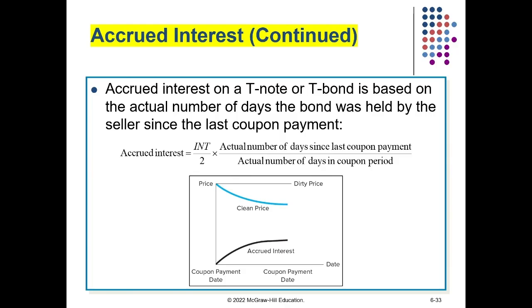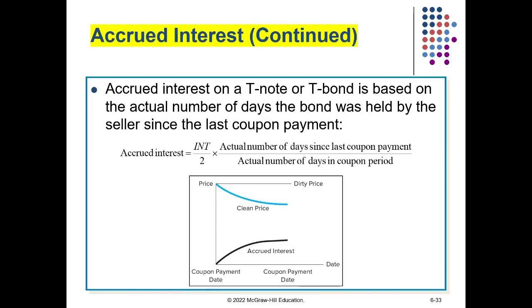So accrued interest on the treasury note or the treasury bond is based on the actual number of days the bond was held by the seller since the last coupon payment. Yeah, so it's basically just you deserve the proportion that you have waited for, right? So usually you have to wait like 160 days or 6 months to get paid.